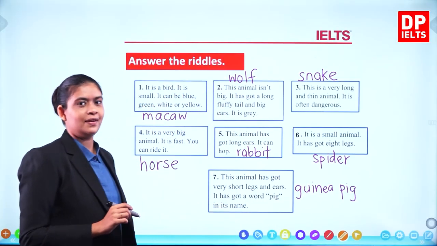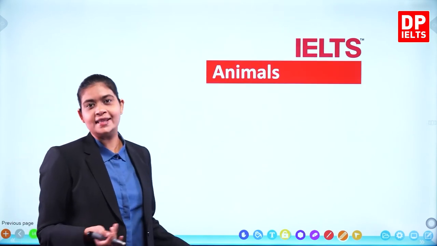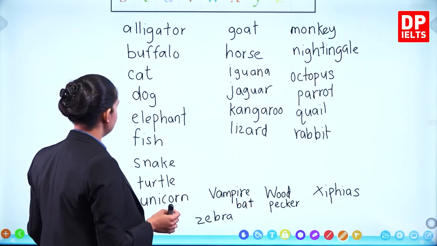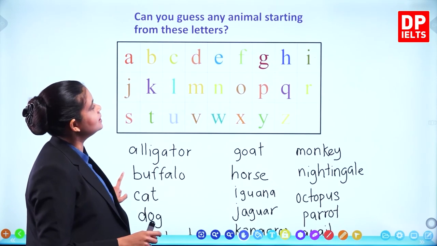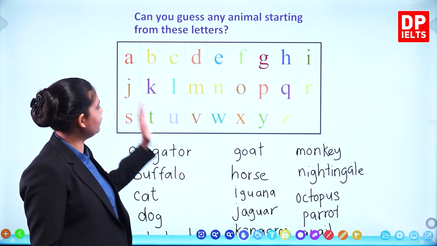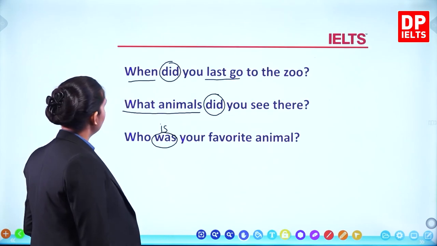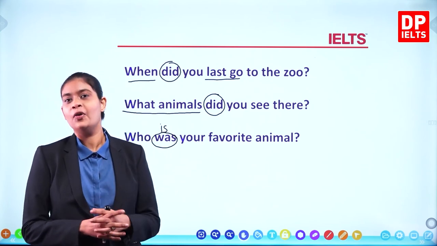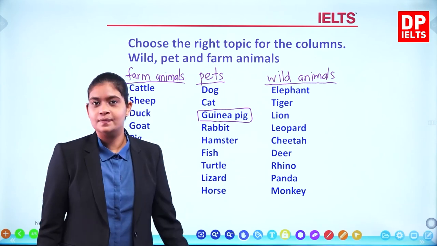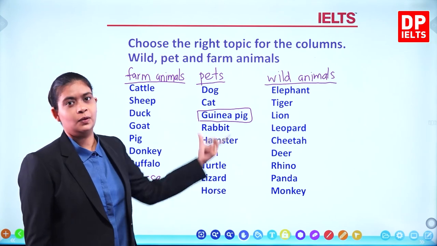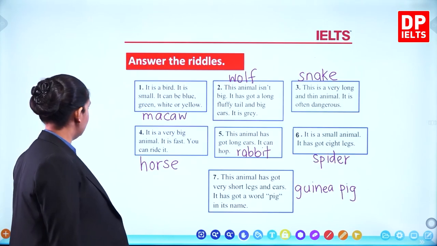Right? Okay, so we were having a look at animals and we had a look at some of the animals that we know and some of them that we don't know, right? So, at the start of the lesson, we had a little race, right? Where we were supposed to write down the names of the animals that we know, starting from each letter of the alphabet. Then of course, I gave you three questions just for you to understand how it comes along in your speaking test. And we had a look at some of the answers. And then to put them in the right columns, there were farm animals, then we had pets and we had wild animals. And then we had to unjumble the words. And finally, we did some riddles.